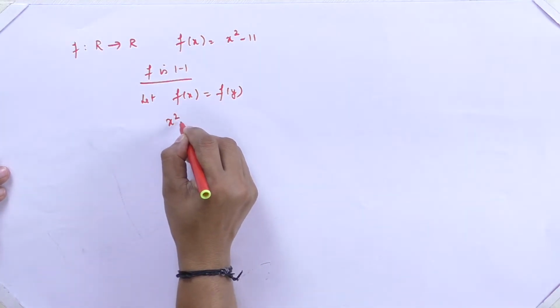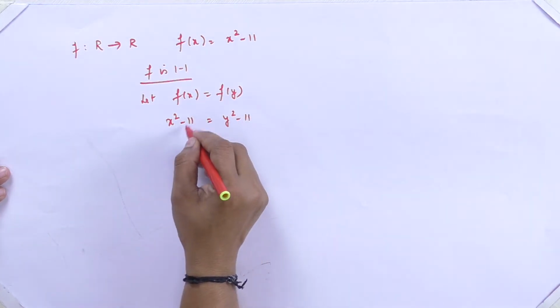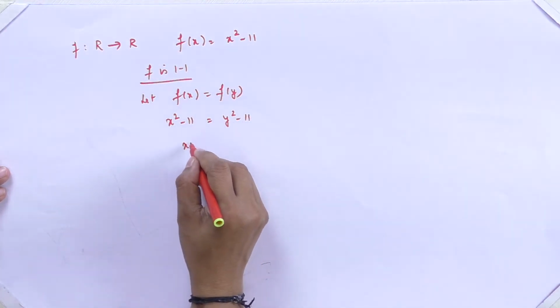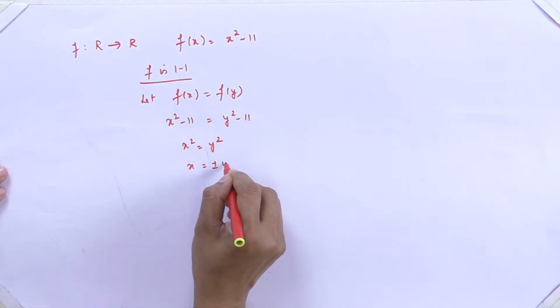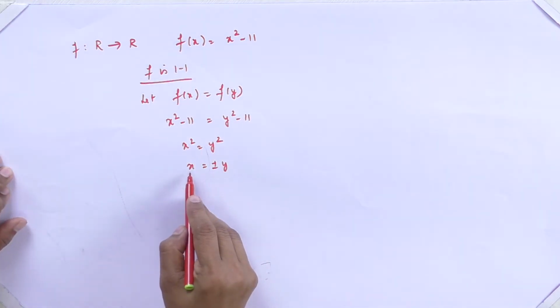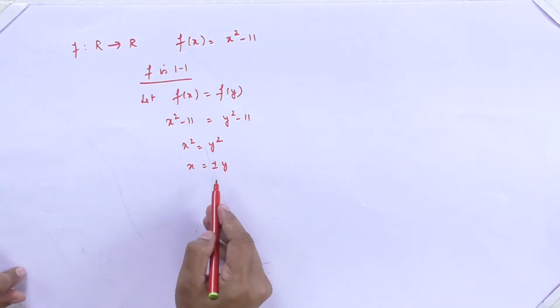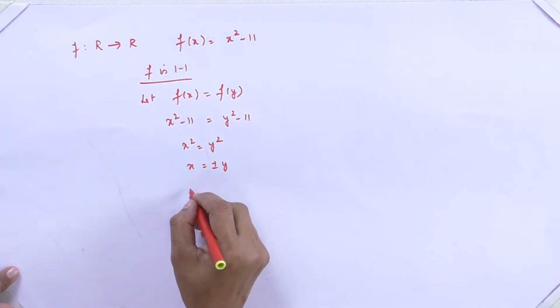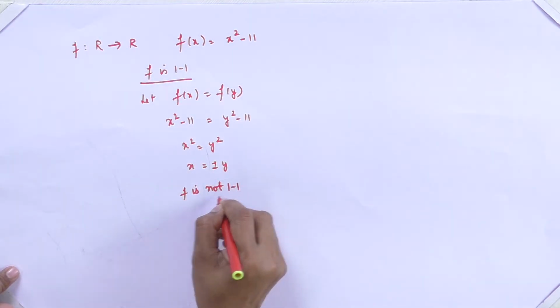Let us check that. x square minus 11 is equal to y square minus 11. Minus 11 and minus 11 will go off. I will get x square is equal to y square, or x will be equal to plus or minus y. See here, this x has two images. One is positive y, the other one is negative y. So, therefore, f is not 1 to 1 in this case.